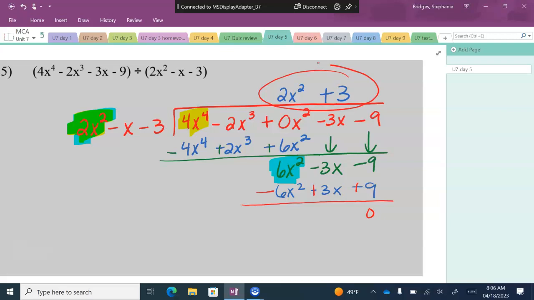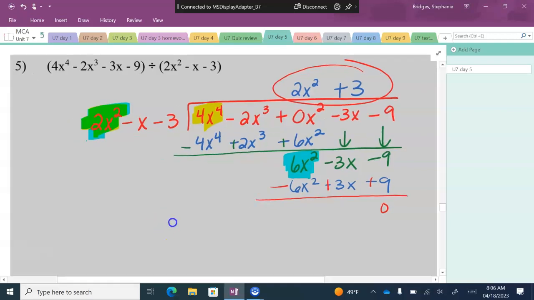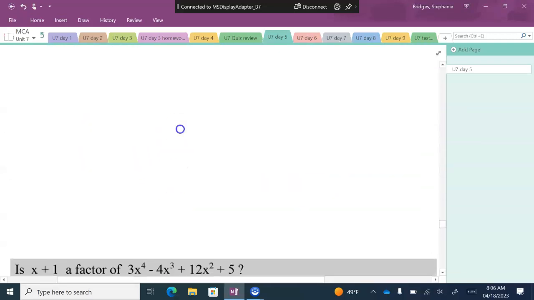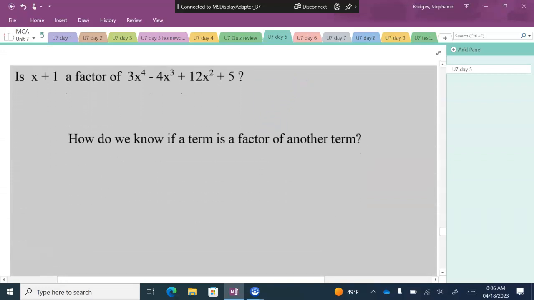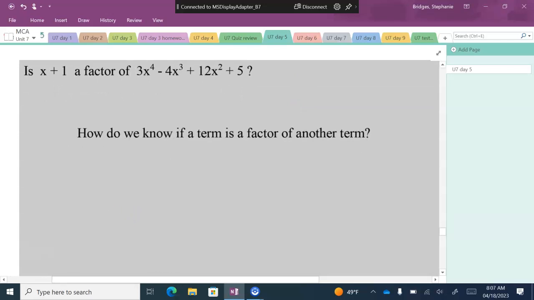All right, I have one more thing we're going to do. It has to do with the dividing. They're going to ask, is x plus 1 a factor of 3x to the 4th minus 4x to the 3rd plus 12x plus 5? Okay? You're going to answer either yes or no, but you're going to have to do some work first. So in order to determine if x plus 1 is a factor of that other polynomial, does anybody know how we can tell that?